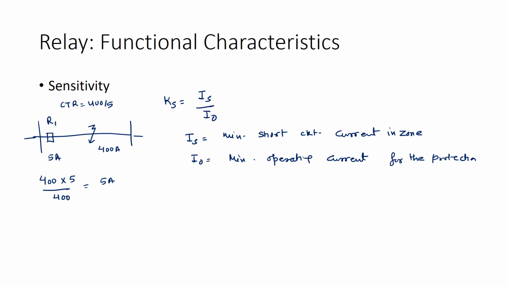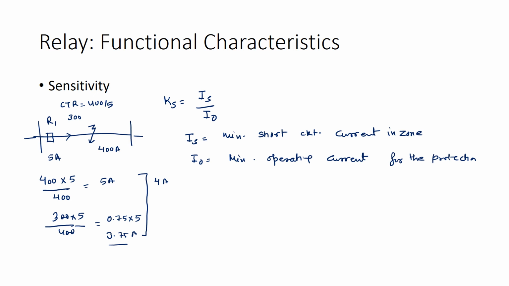The normal operating current, let us assume, is 300 ampere. Accordingly the relay will see 300 into 5 by 400, which is 0.75 into 5, so this will be 3.75 ampere. Let us assume that the pickup value of the relay is 4 ampere, and the fault current is 400 ampere.